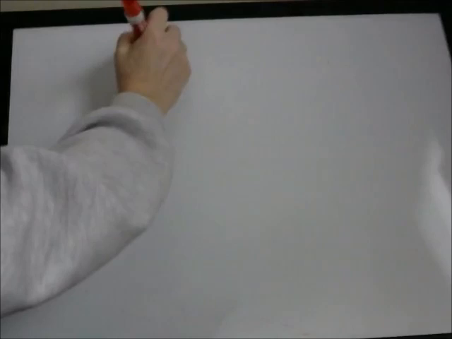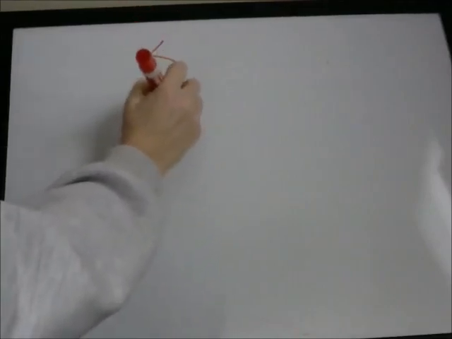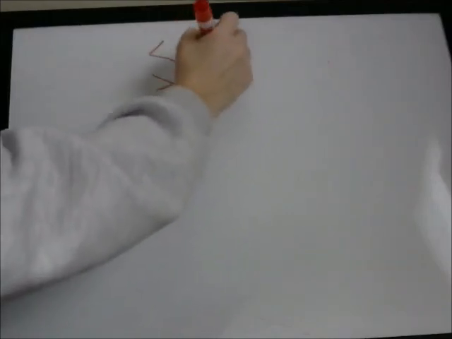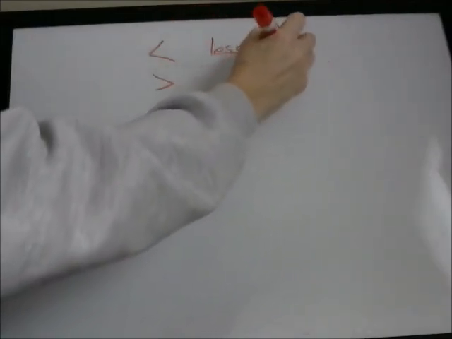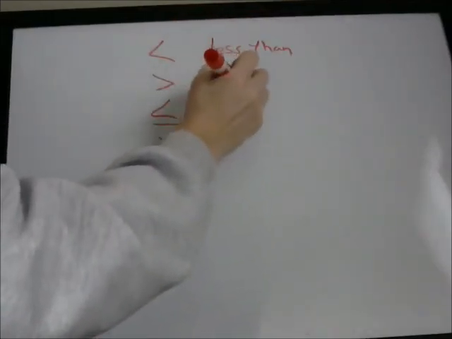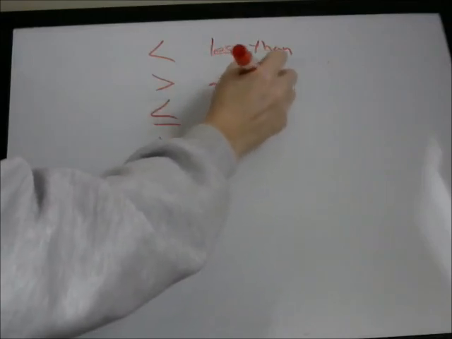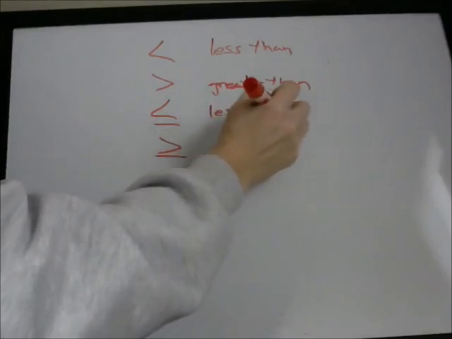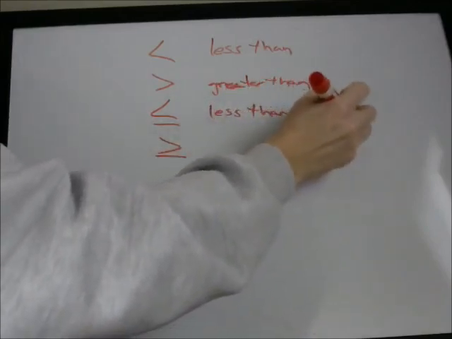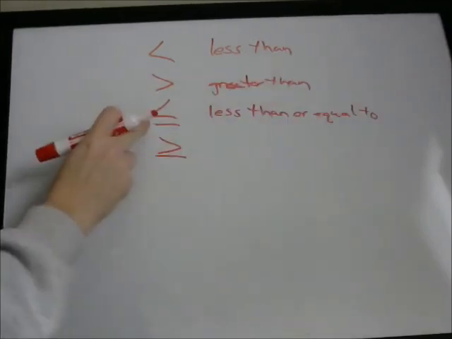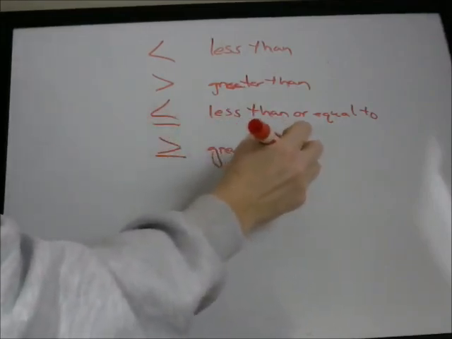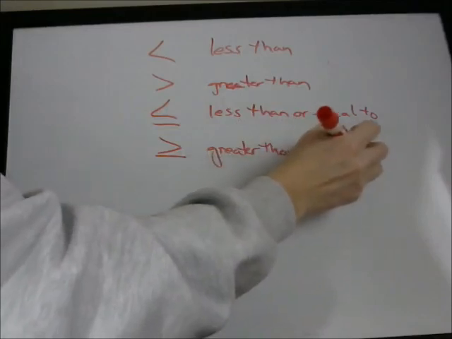Here we're going to talk about inequalities. There are four basic symbols for inequalities. So this is less than, this symbol is greater than, this is less than or equal to. Note that it has the line underneath it. And this is greater than or equal to.